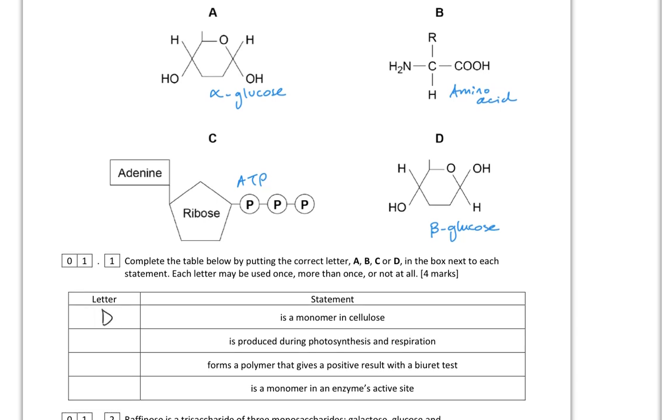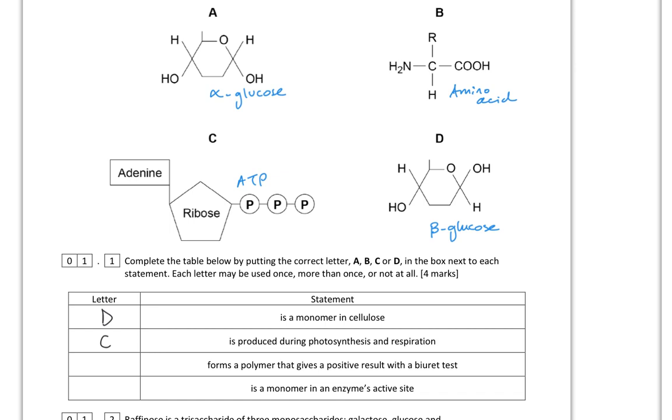That's not hard. It's produced during photosynthesis and respiration. Well, if it's just photosynthesis, I could put glucose down. However, it says and respiration, so it is only C, because respiration would use glucose. It can even use amino acids, can respiration. But if it's produced, it's the only thing that's a product.